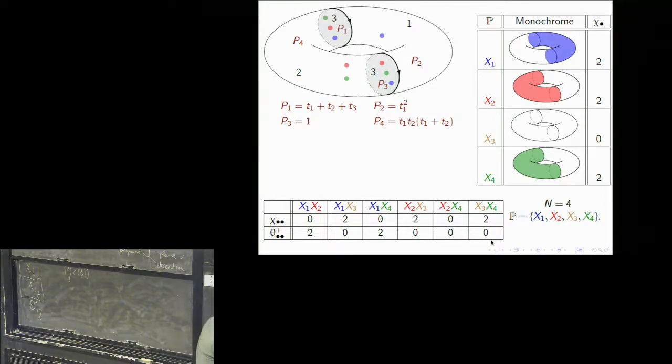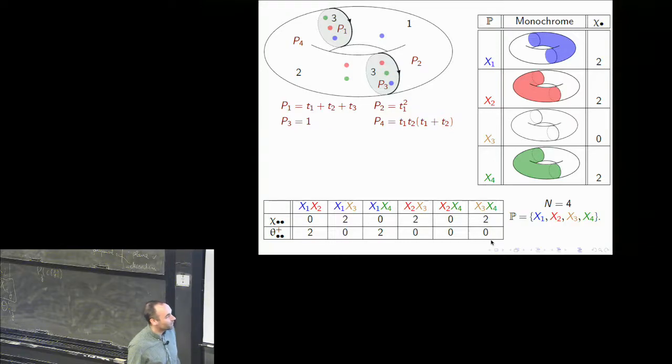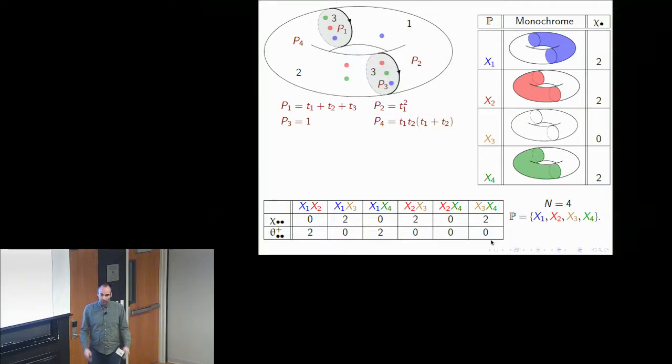Okay, and now this theta plus is a little bit more tricky. So if you look at the symmetric difference of two monochrome surfaces, you will see an orientable surface, and it's naturally divided in two regions. So if you look at, okay, we can keep going on this example, x1, x4. If you look at this guy, you will see that the left is colored by blue, and the right is colored by blue, and the left is colored by green. And so these two regions meet at two circles.